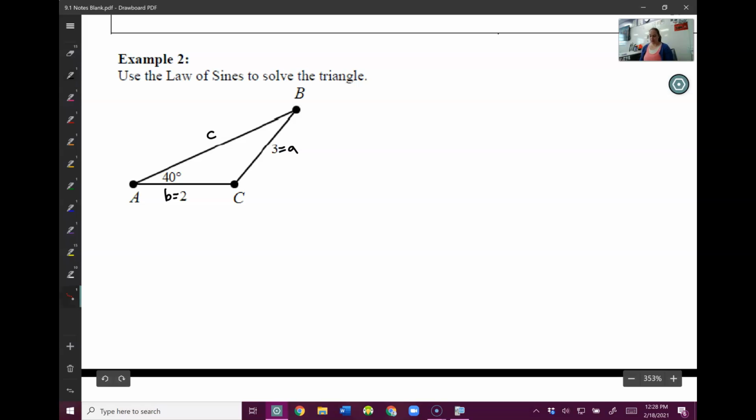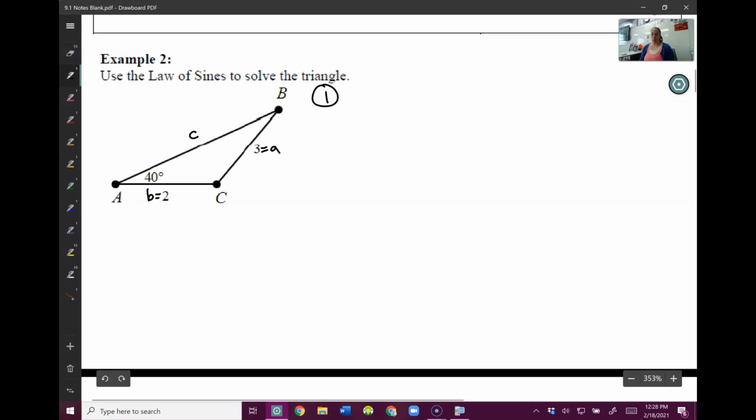So if I look for this, I don't know either C, so that's not a complete pair. I only know one of the B's, so that's not a complete pair. I know big A and little a, so that is my complete pair.